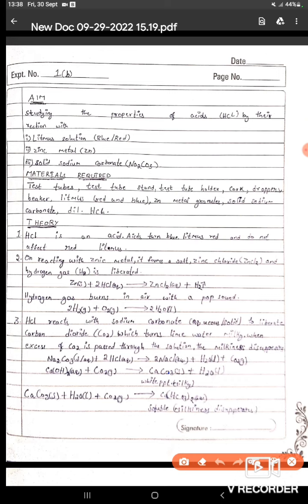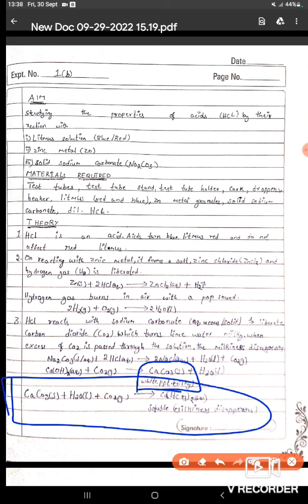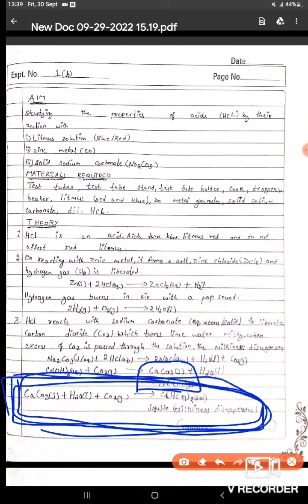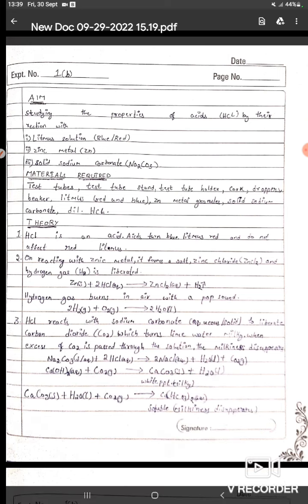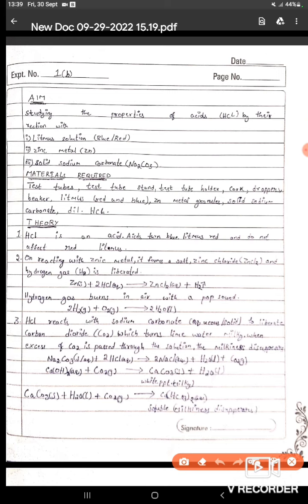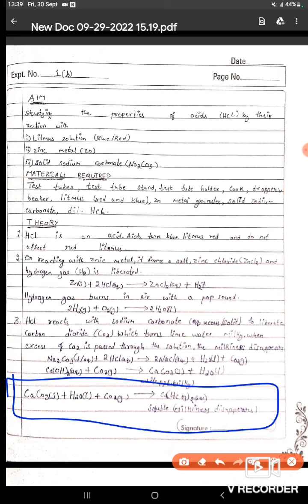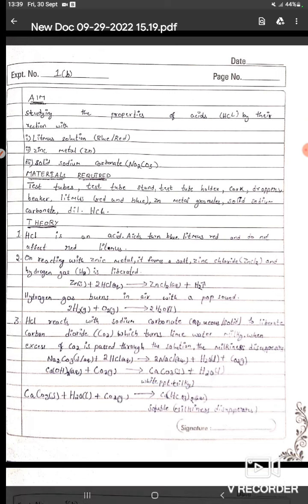Just write that. Why? Because this white part indicates CaCO3, calcium carbonate. And the equation should be right. Very good. This is a fine way, right? Why? Because this equation looks different and highlighted here, and it is separate from the entire matter. So it's very understandable. You have to maintain it like this only, and enter it in the record, right?